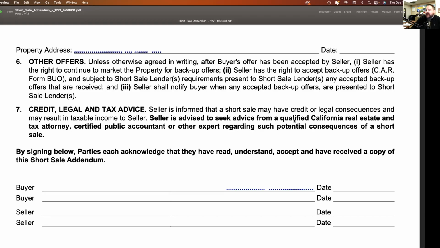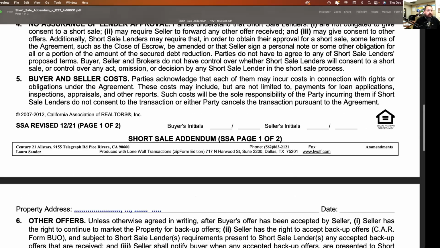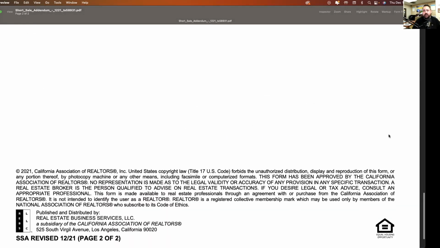Isn't there an expiration date on the short sale approval from the lender? Yeah, right here, 45 days. That's the default. You can change it to anything else, but 45 days is the default, meaning that in that 45 days, if the lender doesn't approve it, that's it. So 45 days, that's your time period. Or you can add more. Say you want more time. Okay, we want 60 days. You can change that right here. That's fine. I'm going to give you 60 days to get the approval. But the default is 45. All right, any other questions about the short sale addendum?